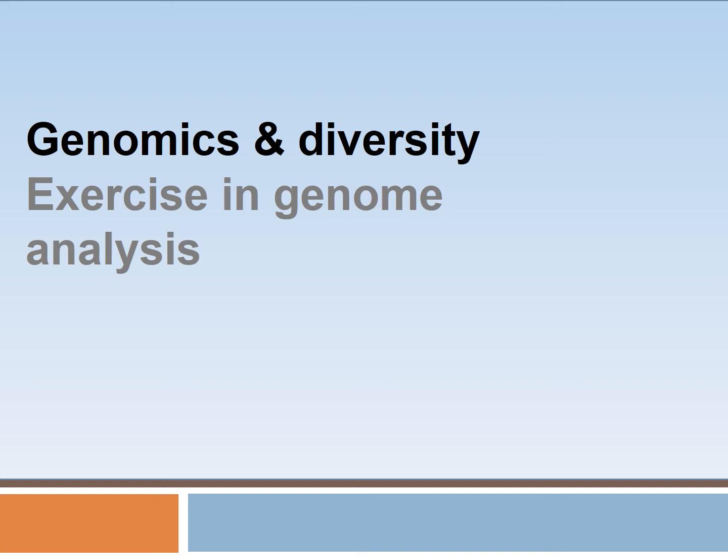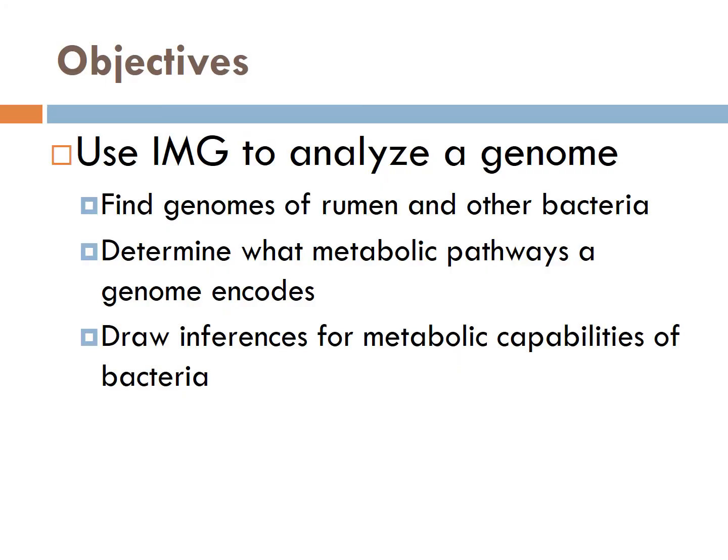This lecture continues our series in genomics and diversity. Today, we'll do the exercise in genome analysis that we referred to in the last lecture. By the end of this lecture, you should be able to use IMG to analyze a genome. You should be able to find genomes of rumen and other bacteria, determine what metabolic pathways a genome encodes, and make inferences for the metabolic capabilities of bacteria.